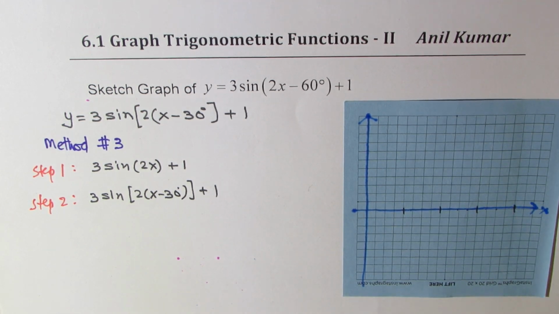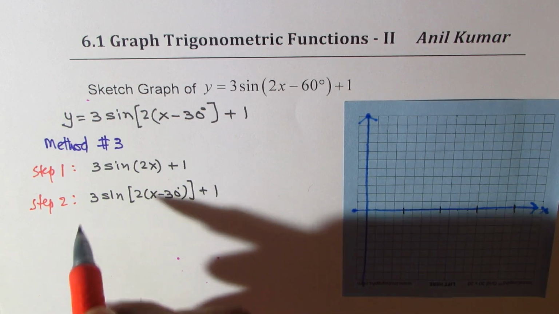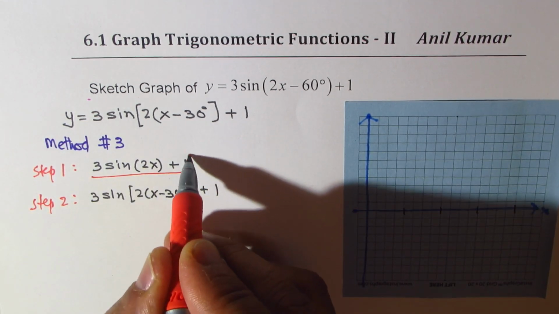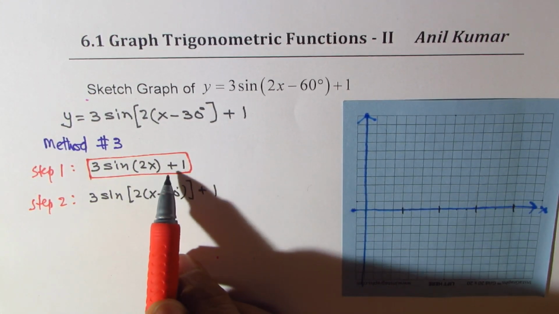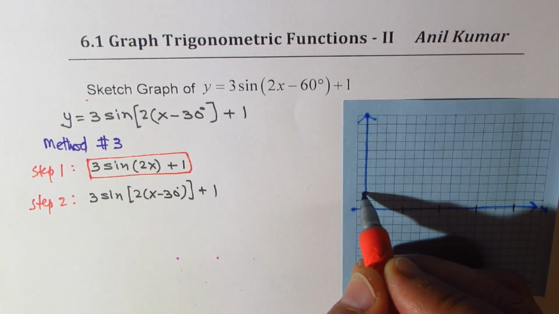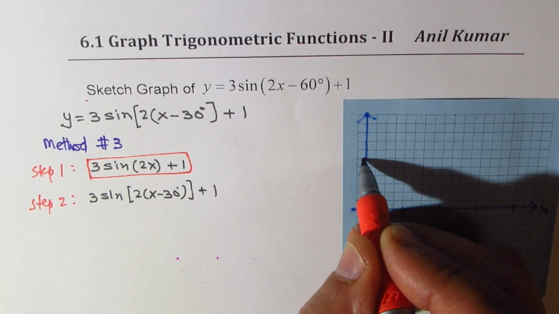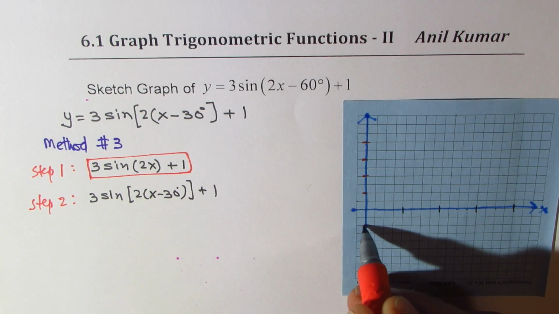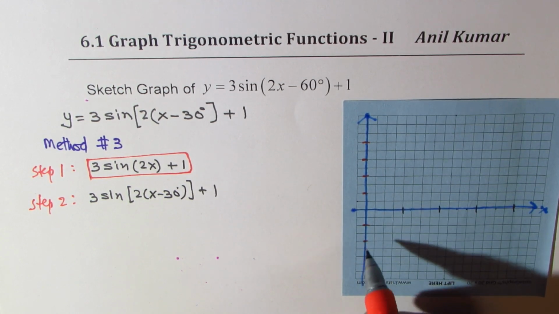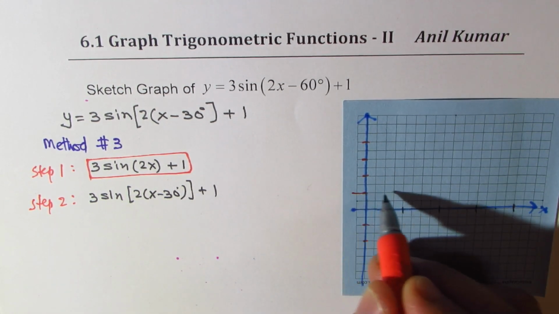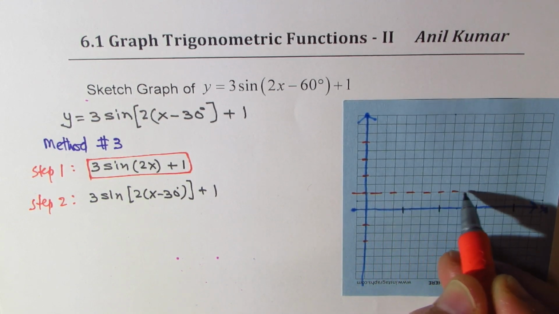So what I'm sketching here now is the first part. Moving 1 unit up. Each division is 1, 2, 3, 4. Do you see? These are my divisions of 1. Moving 1 unit up gives me the axis. So this is the axis for my sine graph.